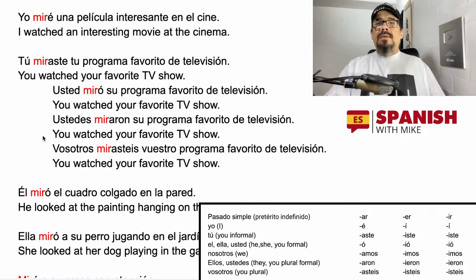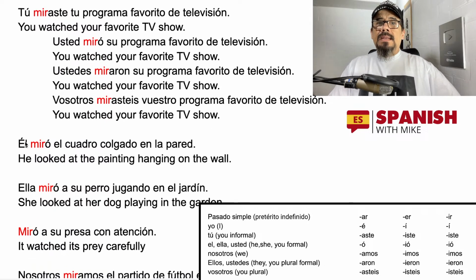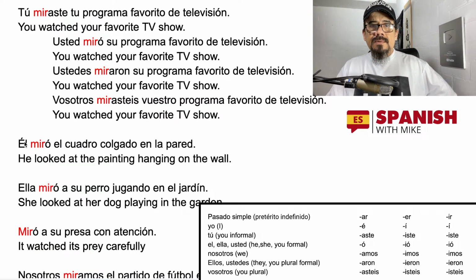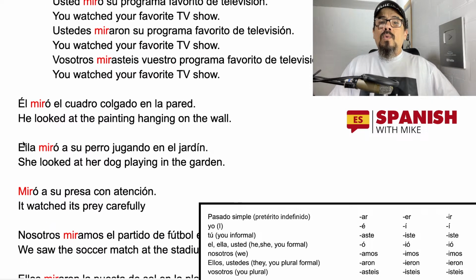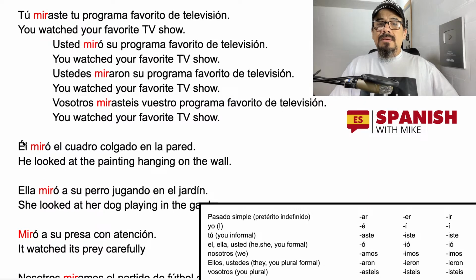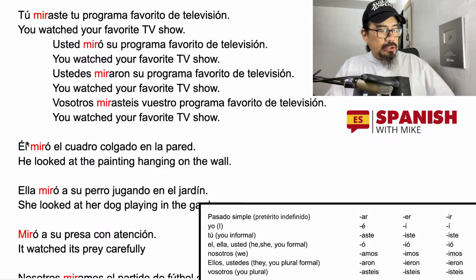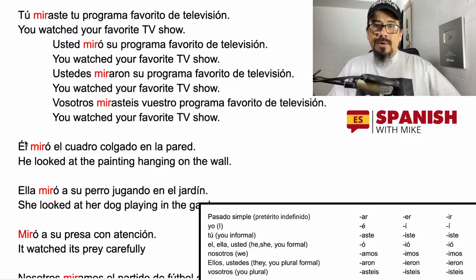Yo miré una película interesante en el cine. I watched an interesting movie at the cinema. Tú miraste tu programa favorito de televisión. You watched your favorite TV show. Singular, informal, close relationships. Usted miró su programa favorito de televisión. Singular, formal. Ustedes miraron su programa favorito de televisión. Plural. Vosotros mirasteis vuestro programa favorito de televisión.